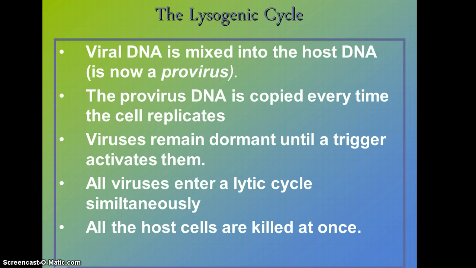So until that trigger happens, that virus is dormant. Once the trigger happens, then that lytic cycle can start to occur. So you already had attachment, you already had penetration. At that time, it stays dormant, and it's making many viruses over and over and over again.